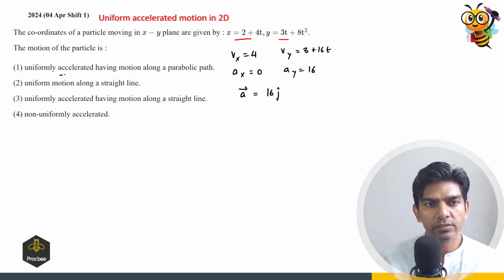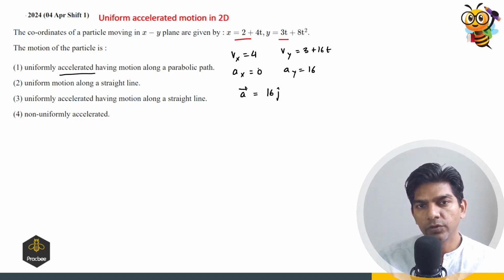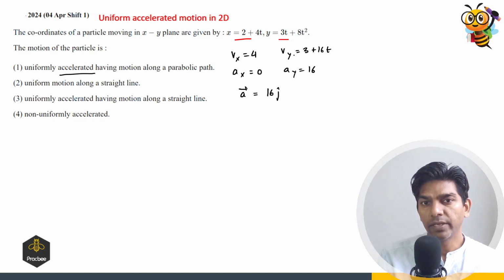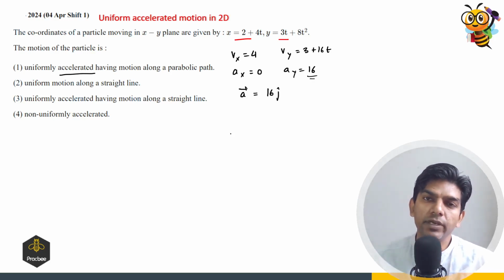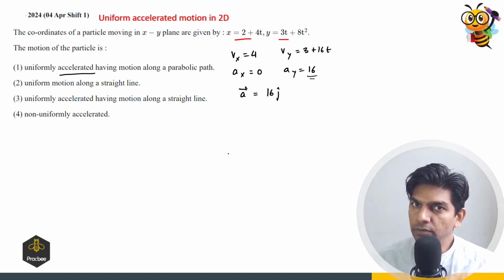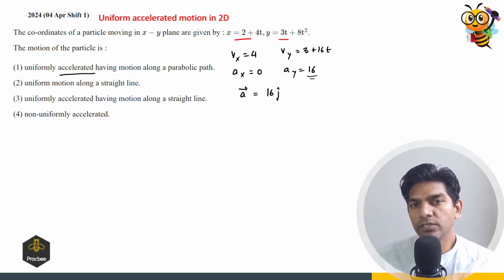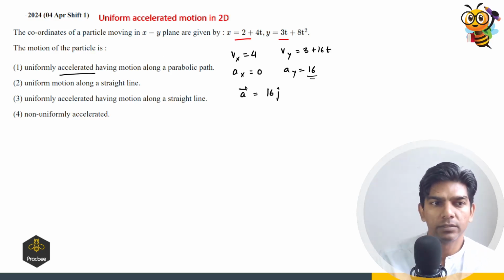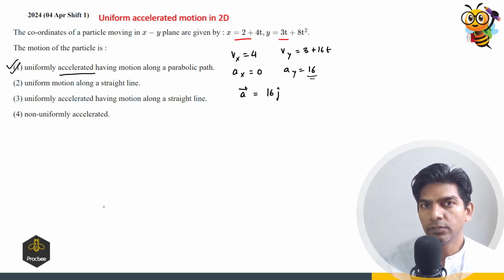So it's a uniformly accelerated motion. If you look at the velocity, the initial velocity is in a plane, and the acceleration is in the y direction, right? So when we have velocity and acceleration in different directions, and the acceleration is constant, then we will have a parabolic path. So option 1 is the right answer.